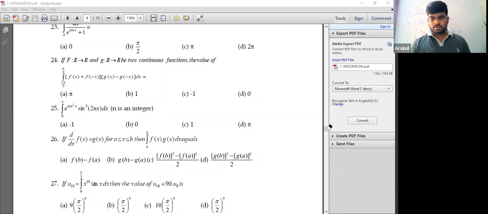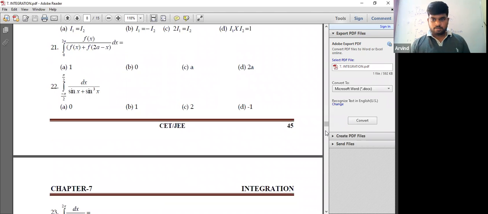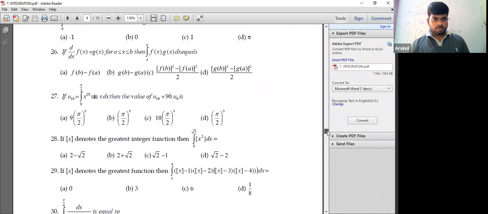Let's go to the 26th one. In the 26th one, this is the formula. Observe, we have already given this formula.